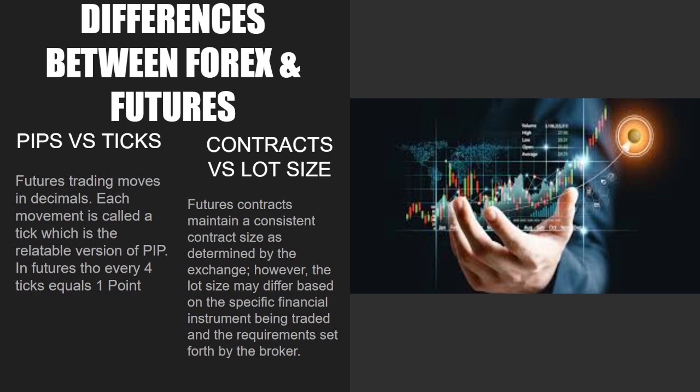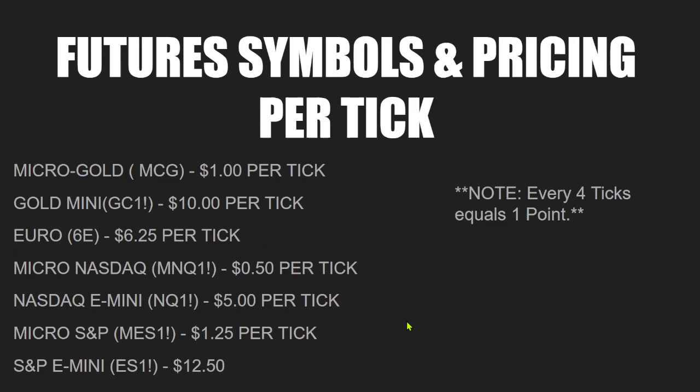In Forex, the lot size differs depending on your leverage. Each broker is different on a specific financial instrument being traded, like I said, in the requirements set forth by the brokers, whereas in futures, one contract is one contract. It doesn't matter what broker you're using or what prop firm you're on. There are no different leverages and stuff like that.